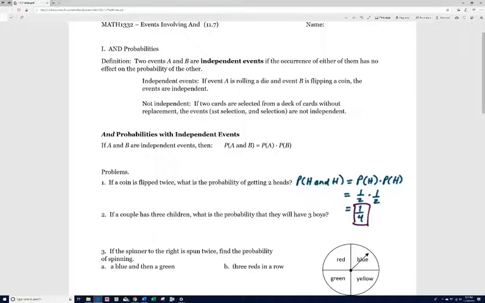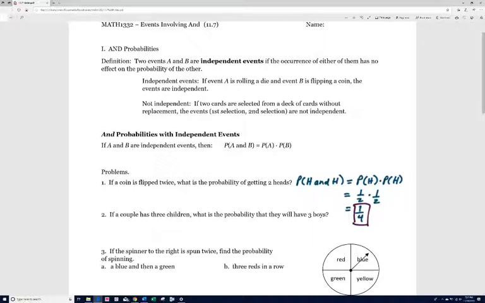Number 2 works the same way, except now we have 3 events. Each time you have a child, that's considered an event. And each time the probability of getting a boy is 1 in 2. So these are independent events. No matter how many boys a mom has already had, the next time she has a child, the probability is still 1 in 2 that she would get a girl.